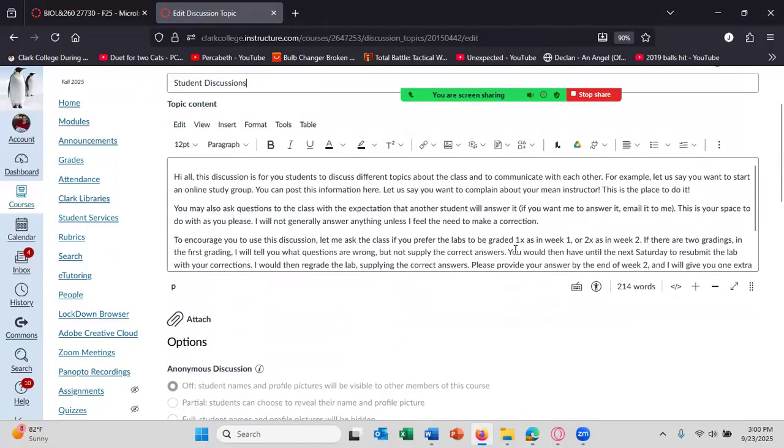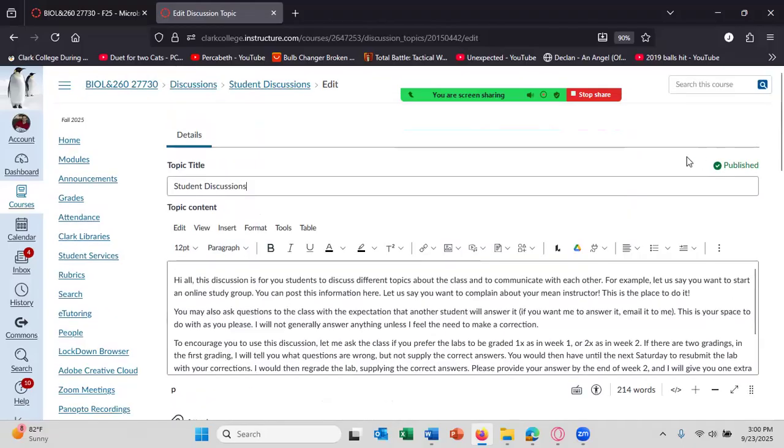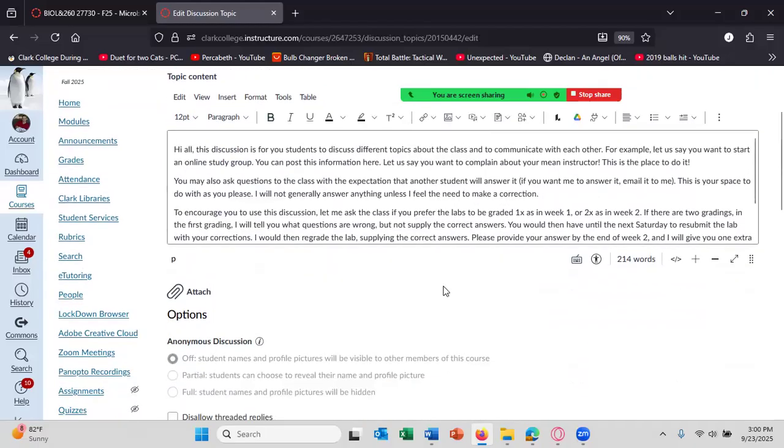Another good thing to do about student discussions is you can form a study group, and you can do that by asking the question in the student discussions and get people to respond to you, and you can put that in the student discussion. And like I said, you can put anything else you want in the student discussion. This is a space for you guys to use. You can ask questions for other students here. If you're asking a question to me, like I said, send me it in the Canvas email directly. And then you can complain about the class, like you want to complain about your mean instructor.